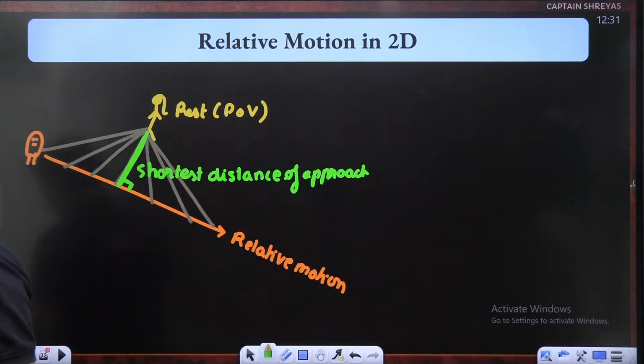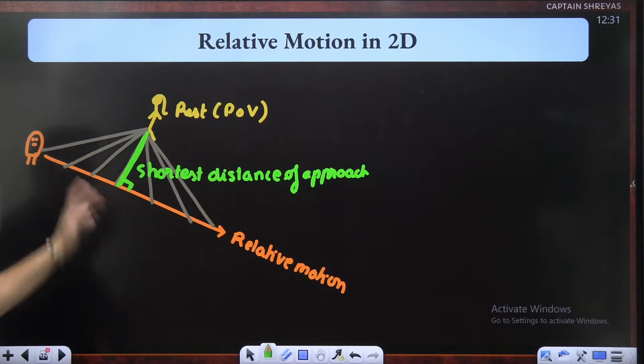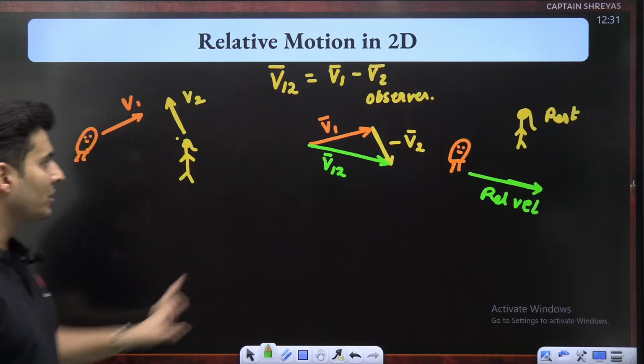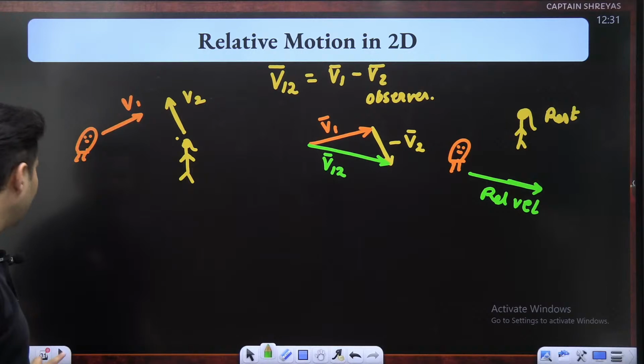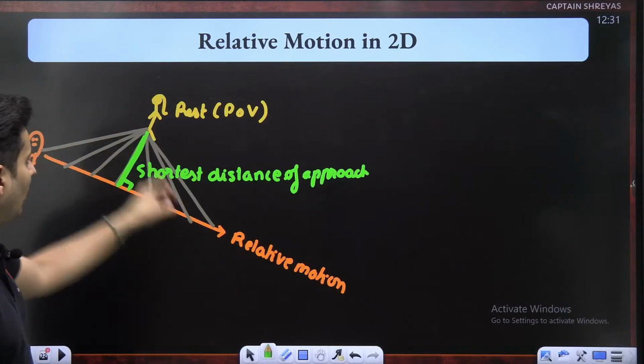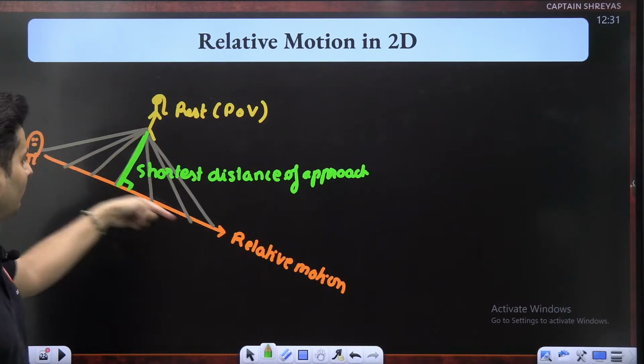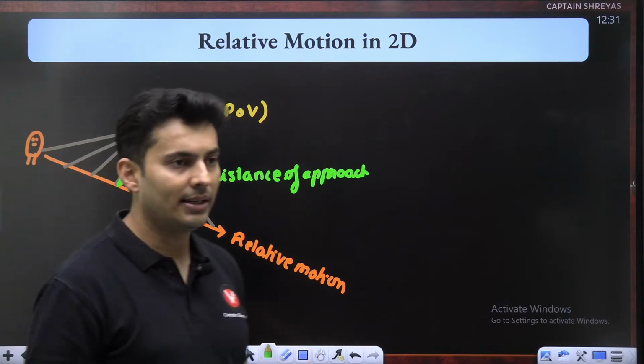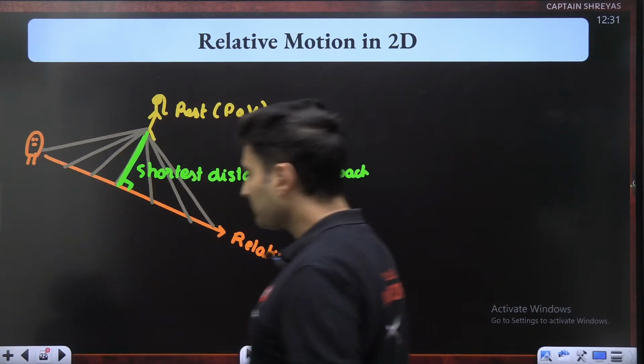Isn't it amazing? You are using this concept of motion in 2D by finding the relative motion using vector subtraction and then dropping a perpendicular on the line of the relative motion. We'll be seeing the question, don't worry. But this is how it works.